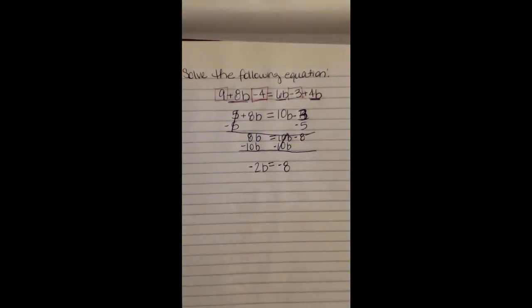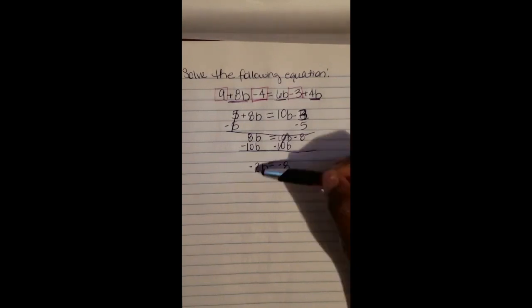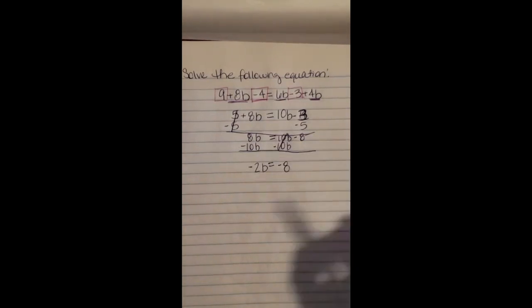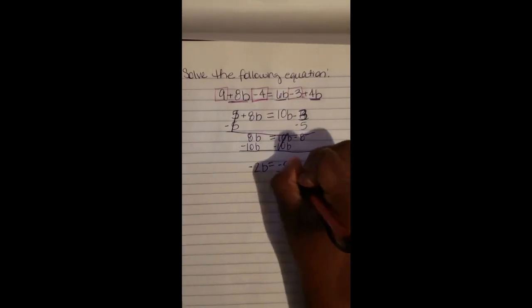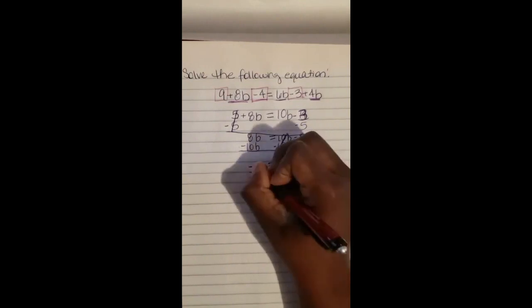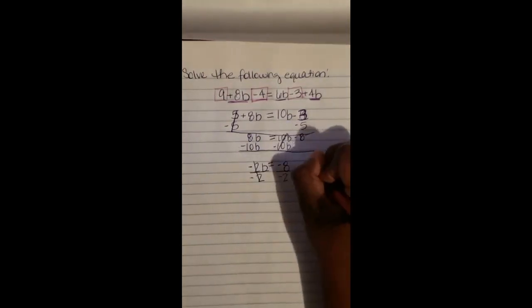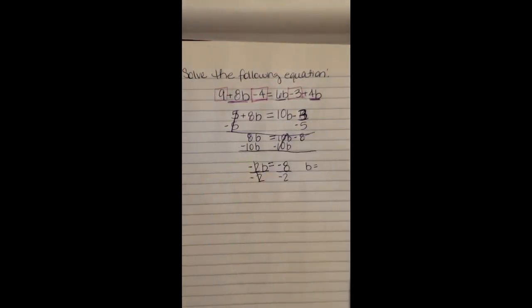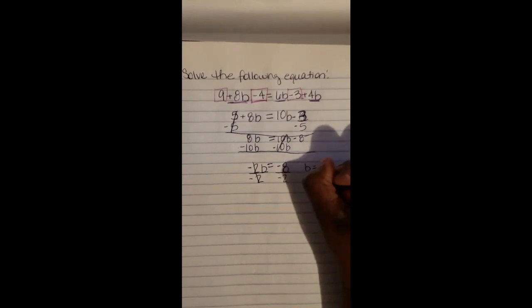Now, I still have to get my variable by itself. I see that I have a coefficient and a variable together. I need to get rid of that by doing division. I'm going to divide both sides by my coefficient, so both sides will be divided by -2. And so I'm left with b equals -8 divided by -2 gives me a +4.